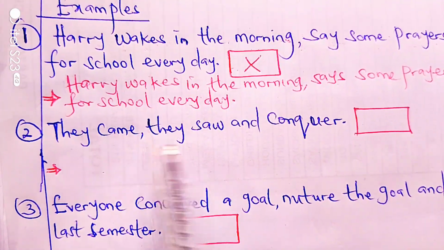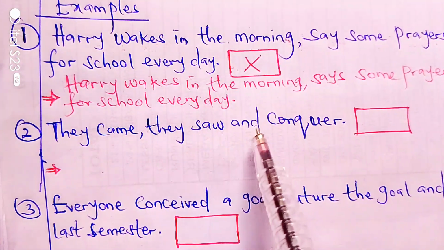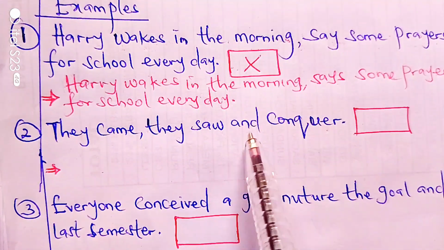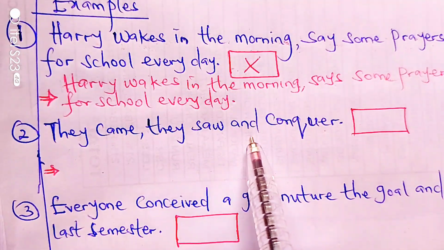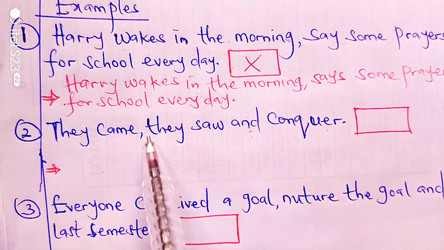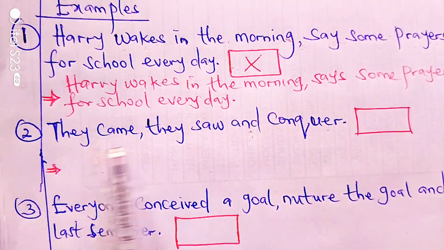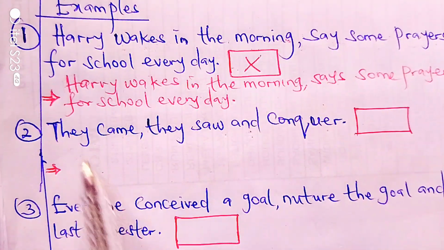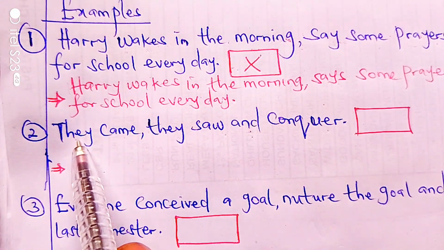They came, comma, they saw, and conquer. That's why I said you have to understand the usage of your conjunctions. You have to understand what conjunctions are. We have and here. Although there's no and here, you understand that these sentences are different. This is: they came, they saw, and they conquer. So if you look at this, they is more than one person, they is not one person.